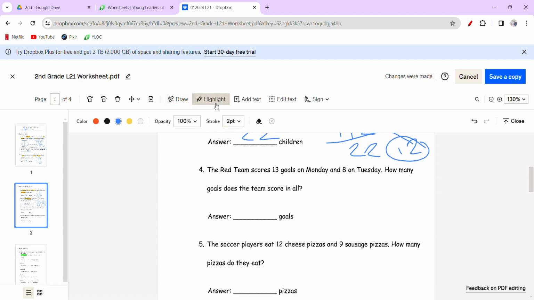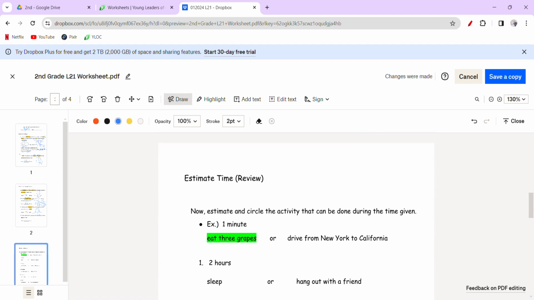The red team scores 13 goals on Monday and 8 on Tuesday. How many goals does this team score in all? So in all, that is our key term. We know we have to add, right? So we would add 13 plus 8. 3 plus 8 is 11. And then 1 plus 1 is 2. So 21 goals. Just like that.